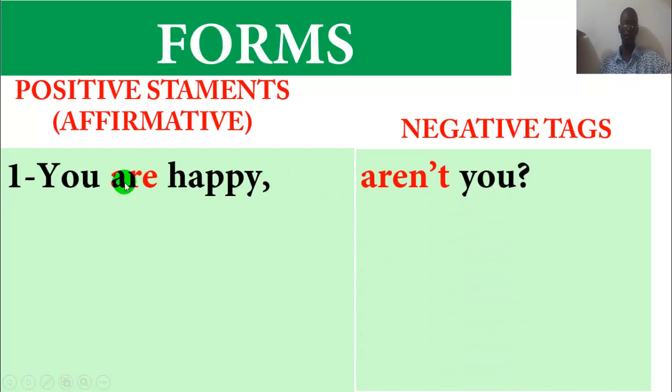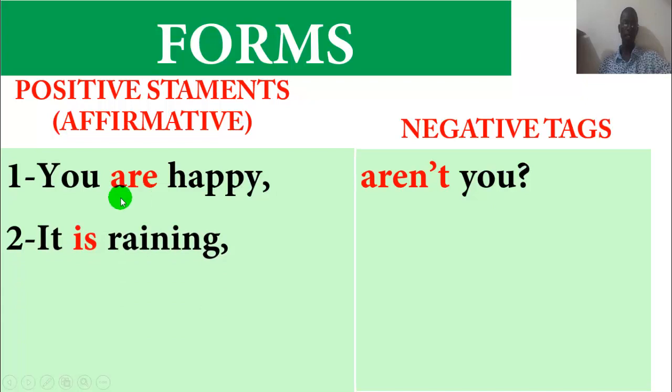So when you have positive here, here you have negative. When I say positive, I mean affirmative. When I say negative, I mean interrogative. It's okay? So are and are not. You have to contract. Don't say are not. It's aren't. And you pronounce aren't.